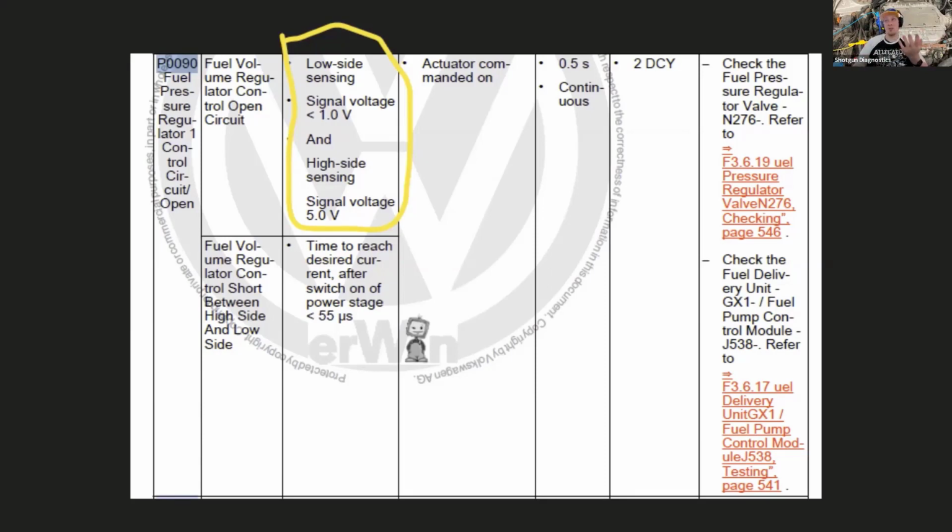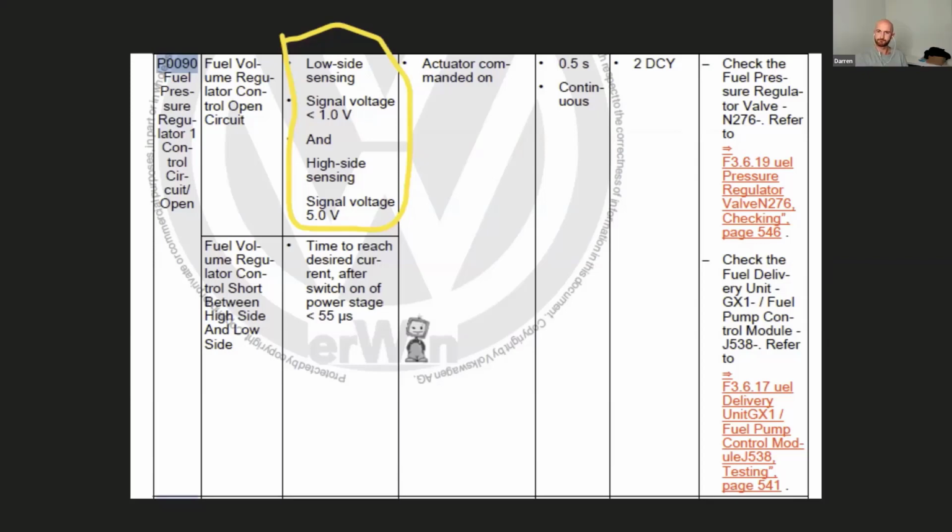Because they're running the system the same way. They could vary a few things here and there, but overall fault setting thresholds are usually going to be the same from what I've seen. So anyway, this is the only data I could find. It says low side sensing less than a volt and high side sensing signal voltage 5 volts. So it's telling you when it's looking for the problem, essentially. Yeah, that's what will set the fault.